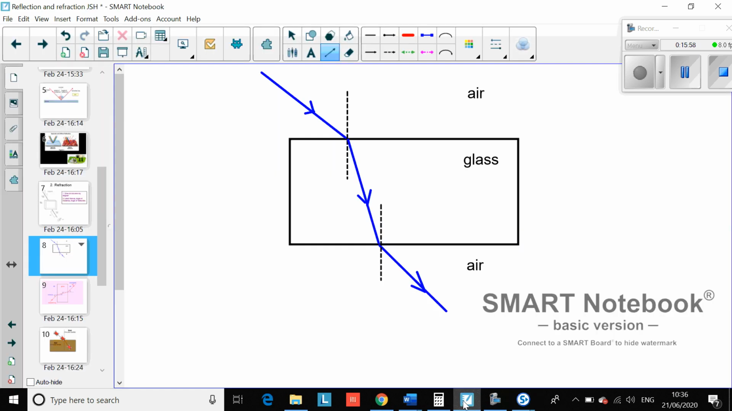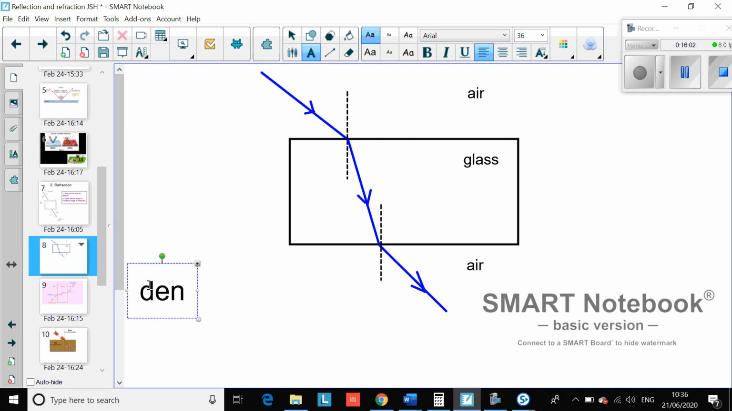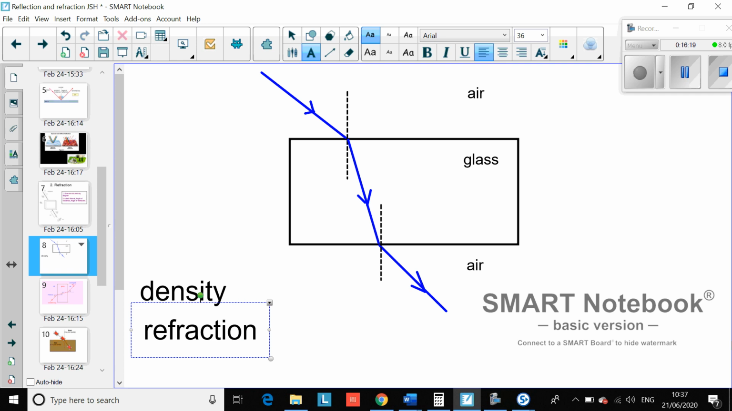So here is what we are going to do using these words. Density, remember glass is denser and more difficult for light to get through. And what else could we say? Okay, so you obviously need to have refraction in there. Density, refraction, normal needs to be in there. What I want you to do is explain why we get this bending effect.